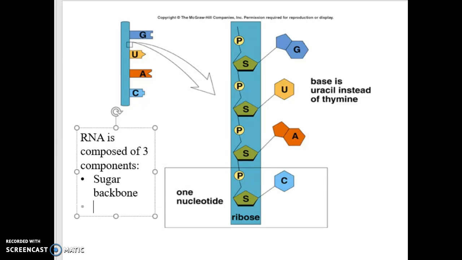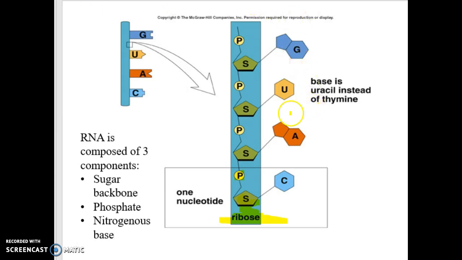Start with the sugar backbone. The sugar here is ribose, so a little sugar house. In DNA we had the deoxyribose. So there's our ribose, our sugar house. Our second component is going to be a phosphate group, just like in DNA. So here's our phosphate, little phosphate chimney. And then our third component is going to be a nitrogenous base. Okay? Just like in DNA.